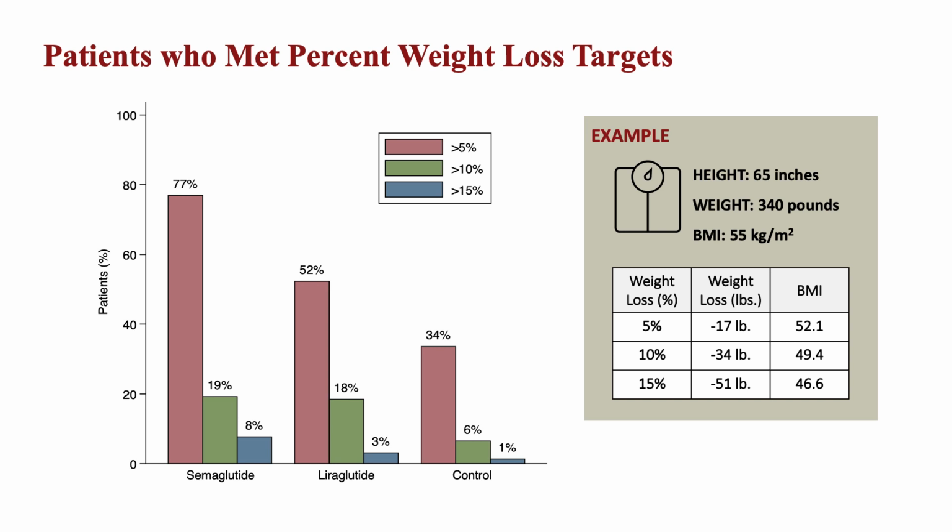On the right of our graph for our control, we show our 5%, 10%, and 15% weight loss targets. And what we can see is that in our control arm, about a third of patients were able to achieve at least 5% weight loss. But if we compare that to our liraglutide or semaglutide group, we see 2 to 3 times higher weight loss in those patients. And if we look at 10% weight loss, 18% in the liraglutide and 19% in the semaglutide group achieved 10%.